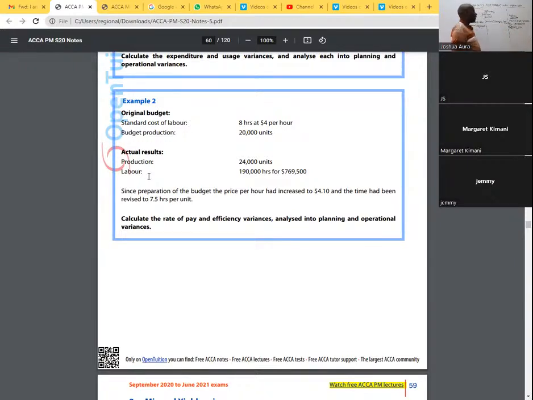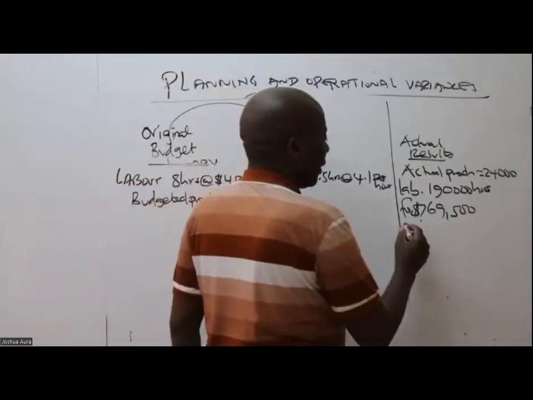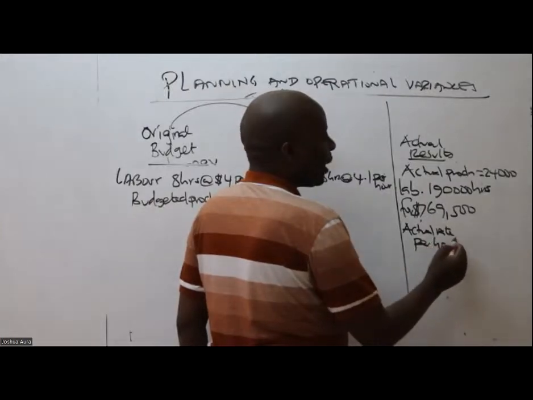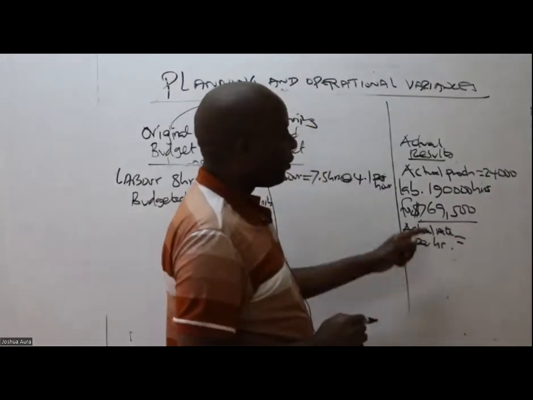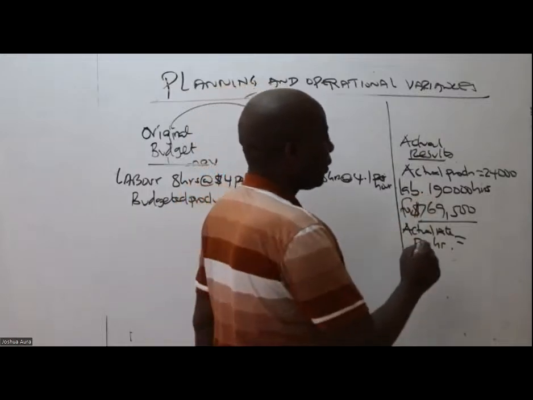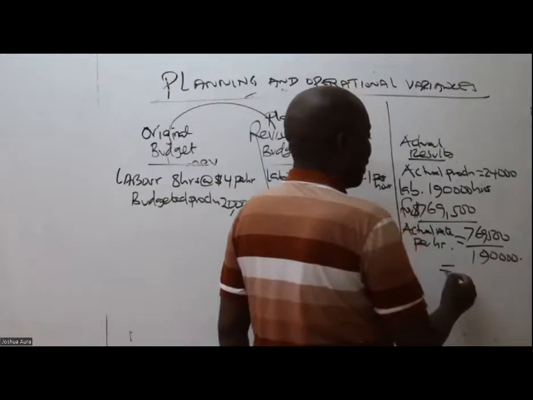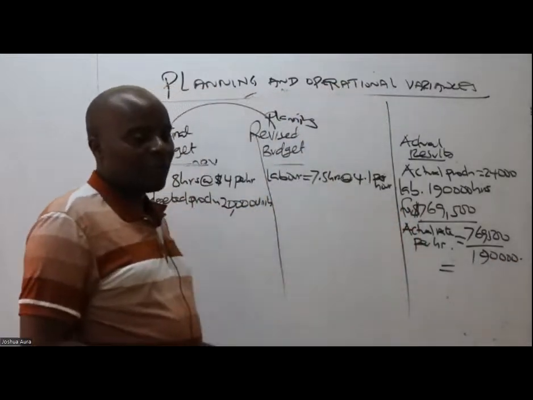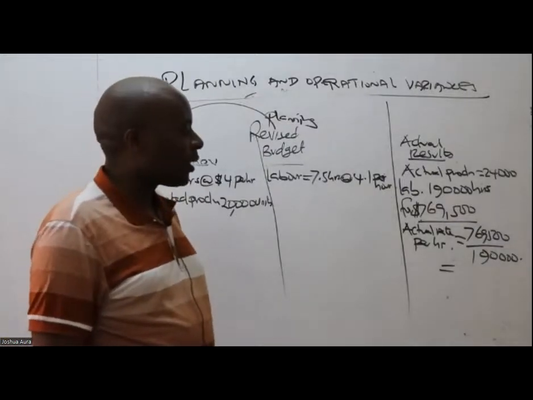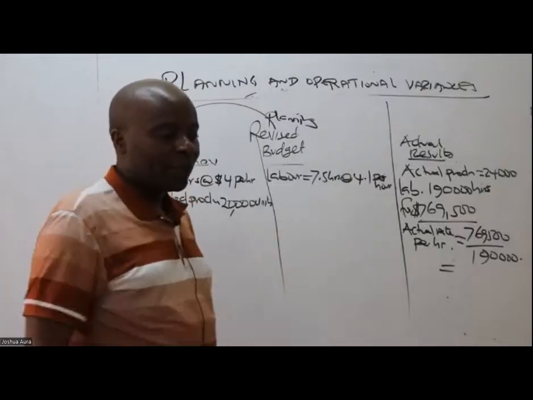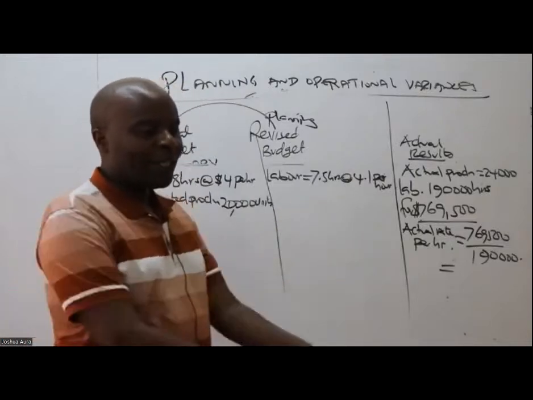Now, if I'm the one doing this, I would want to get the actual rate here. I don't like this thing the way it is. I would want to come here and get the actual rate per hour. The actual rate per hour, of course, I'll take the total amount we incur divided by the actual number of hours. So I'll take 769,500 divided by 190,000. Could you kindly give me this figure? 769,500 divided by 190,000 for me to get the actual cost, the actual rate per hour. Let me see whether you're getting a beautiful figure. I hope we shall get a beautiful figure.